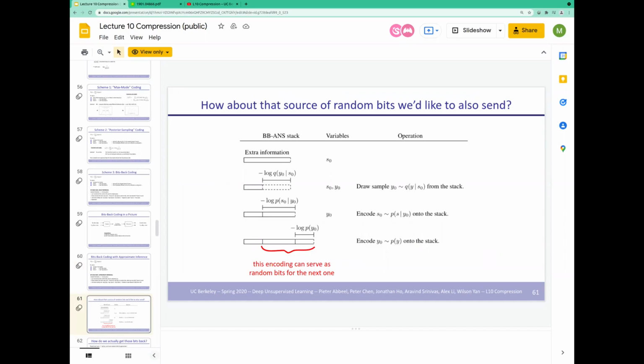Okay, and so let's go back to the bits back again. Now we do have the BB-ANS here, but we'll talk about how ANS works a little bit later, in the second part of the lecture. So the way it works is we start out with some information. The first step is you snip out a little bit of information and use it to sample. And that amount is log Q.